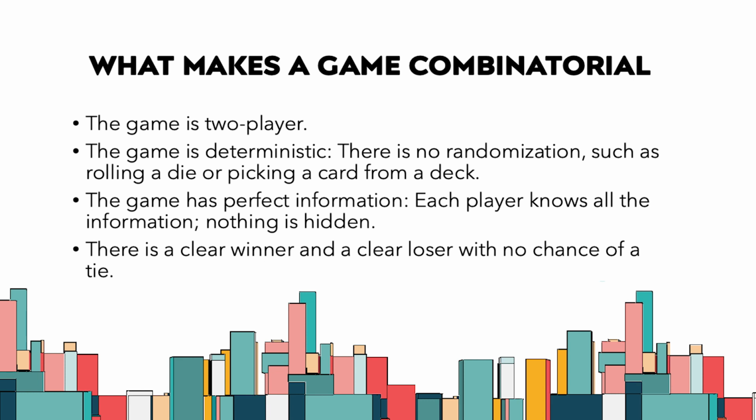First of all, the game has to be a two-player game. The game also has to be deterministic, which means there's no type of randomization, including rolling dice or picking a card from a deck. The game also has to have perfect information, so both players have to know everything about the game, including what moves are available to the other player. They also have to know everything about the game state. And at the end of the game, there has to be a clear winner and a clear loser with no chance of either player ending up in a tie.